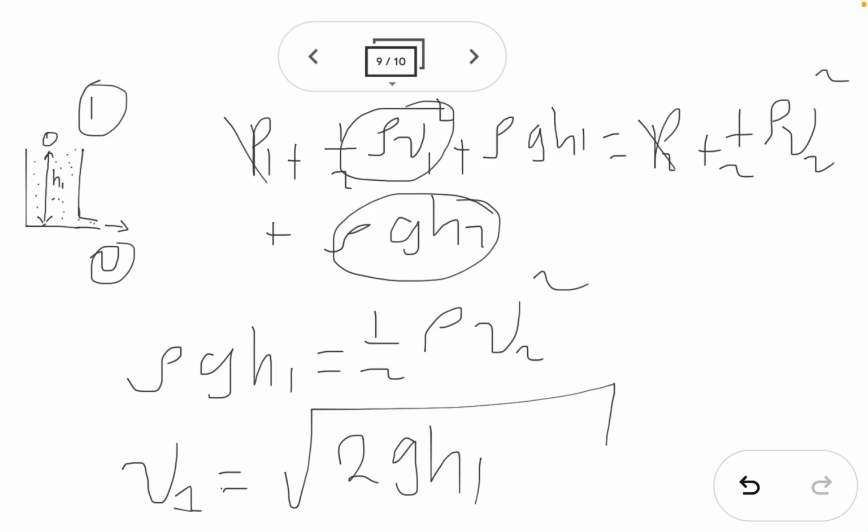All right, so that's how you solve a problem in case you come up with a question of this nature: a tank with an opening that is right at the bottom of the tank. You can find the speed of the fluid at the bottom.